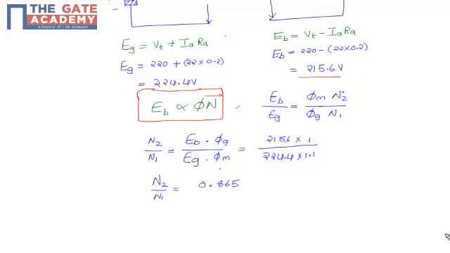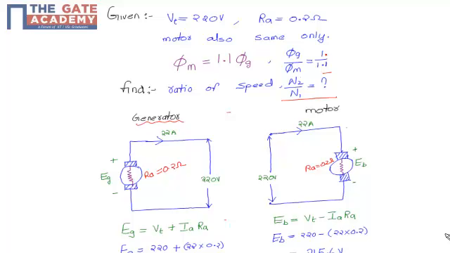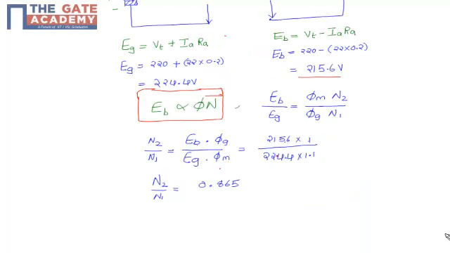We want to calculate the value of N2 by N1. N2 by N1 will be equal to EB into phi G by EG into phi m. We know the values of EB, EG, phi G and phi m. Substitute the values in this formula: EB is 215.6 volt, into phi G is 1, and phi m is the given 1.1, divided by 224.4 into 1.1.